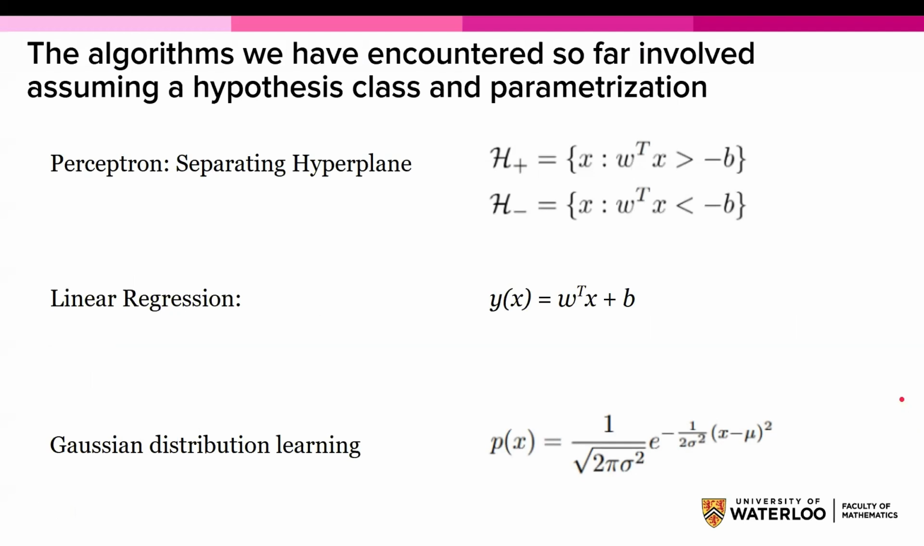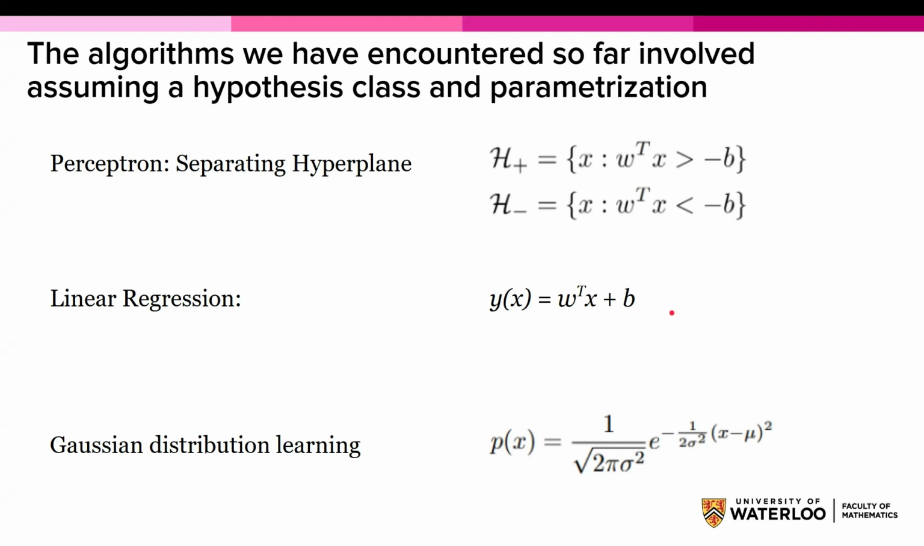So far in the course, the algorithms we've encountered can all be categorized as parametric methods. What this means is that they assume a specific form or structure for the solution, and then learn the parameters that best fit that data. For example, the perceptron algorithm assumes a separating hyperplane defined by the weight vector W, and it classifies data points based on whether they fall on one side of that plane or the other.